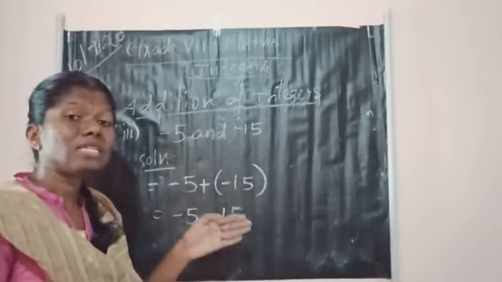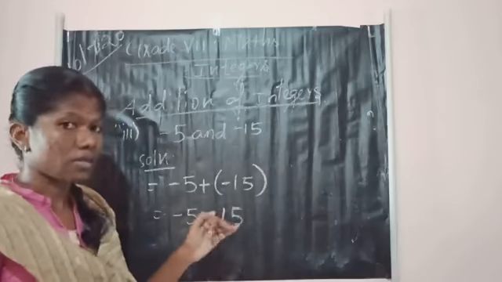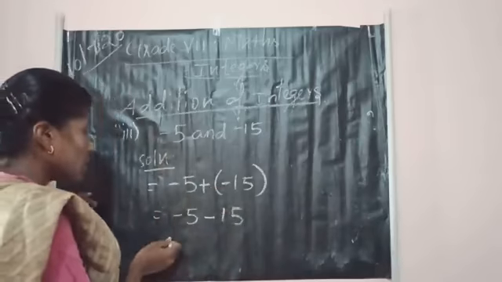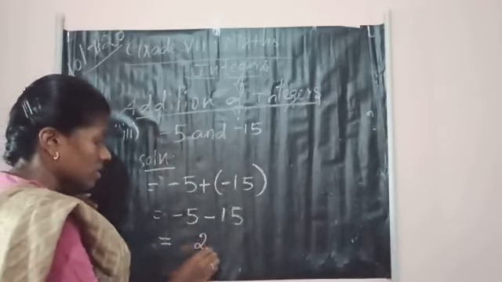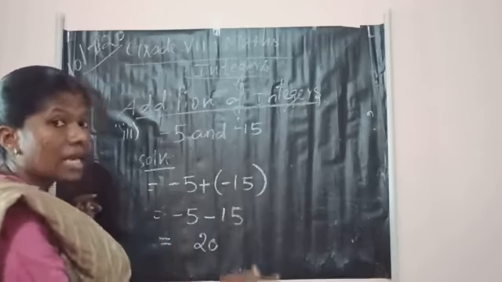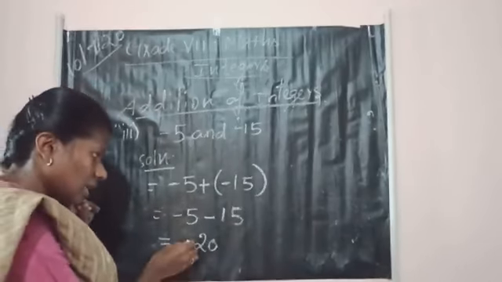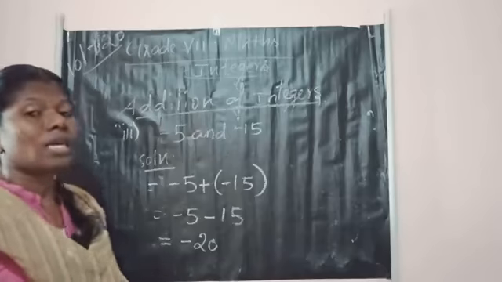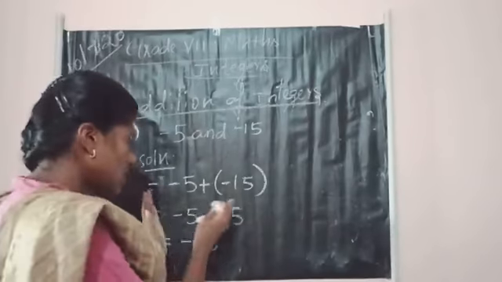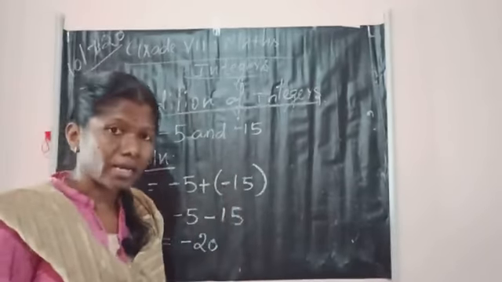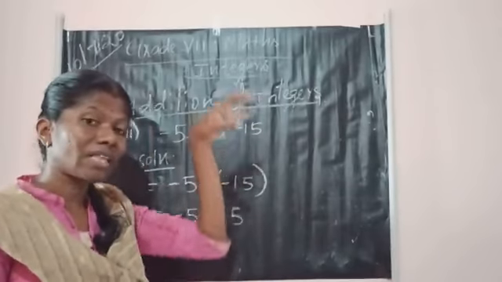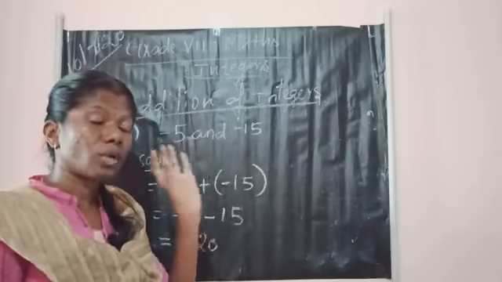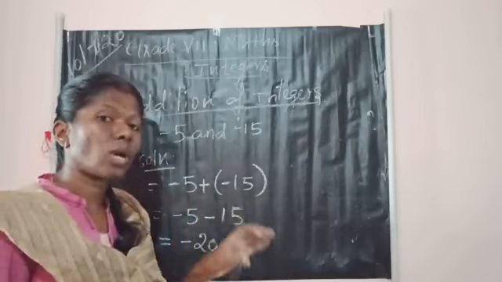If signs are the same, you have to add. So 15 plus 5, that is 20. You just add it and you have to apply the same sign, that is minus. After adding, you have to apply the same sign. You should not use the plus symbol. Whatever symbol they have given, the same sign you have to apply.